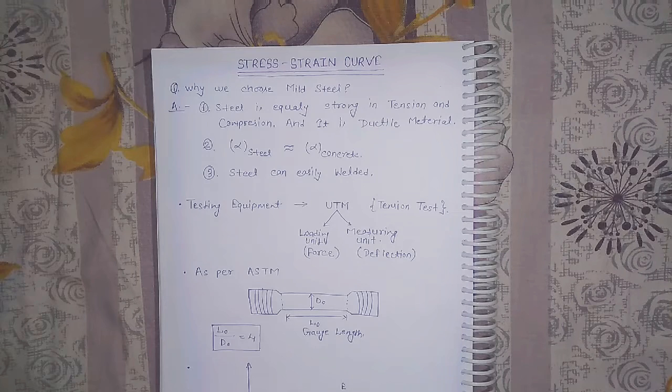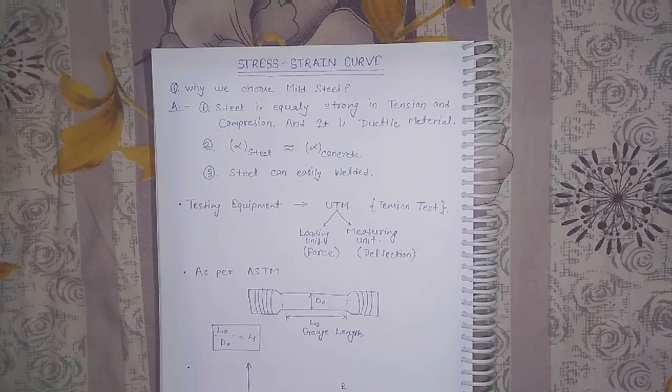So in this lecture we will talk about the stress strain curve. Basically, the stress strain curve is drawn for a mild steel. While choosing mild steel, from the civil engineering point of view, there is lots of use for steel. In RCC and other construction, and for welding purposes, steel is used. So that's why we choose mild steel in testing.